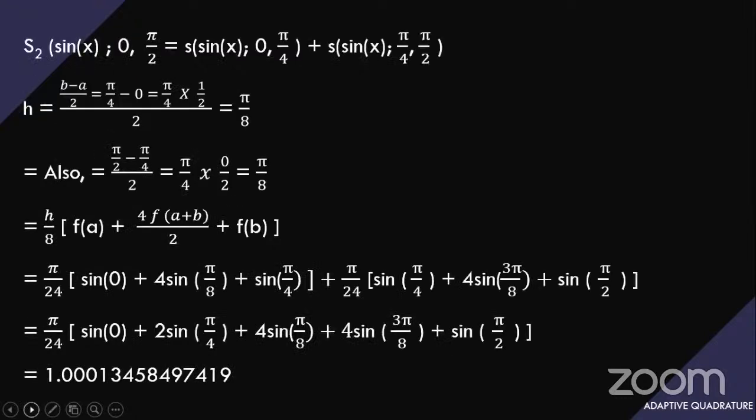That would be pi over 4. So we say that the subintervals are 0 to pi over 4, then pi over 4 to pi over 2. Now, working on the subintervals, remember the formula is h over 3, f of a plus 4f of a plus b over 2 plus f of b. Now, to get the first h using the interval 0 to pi over 4, we are going to get pi over 4 minus 0 divided by 2, and that is going to give us pi over 8.